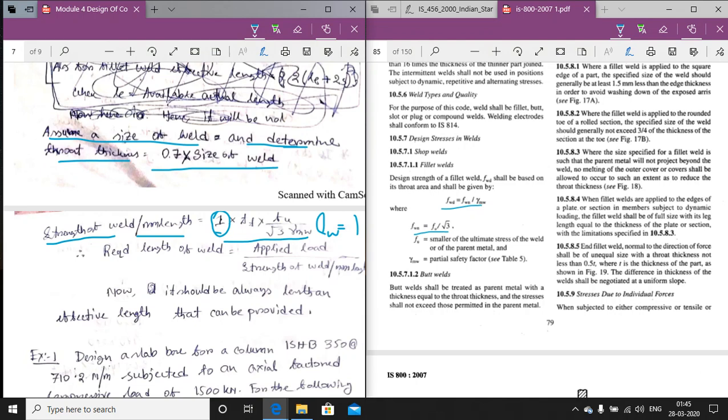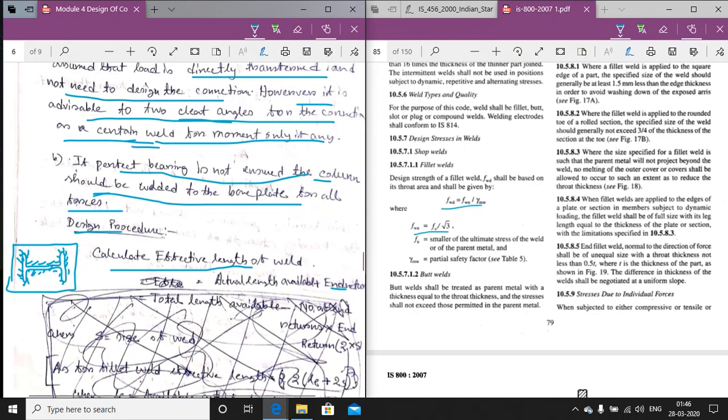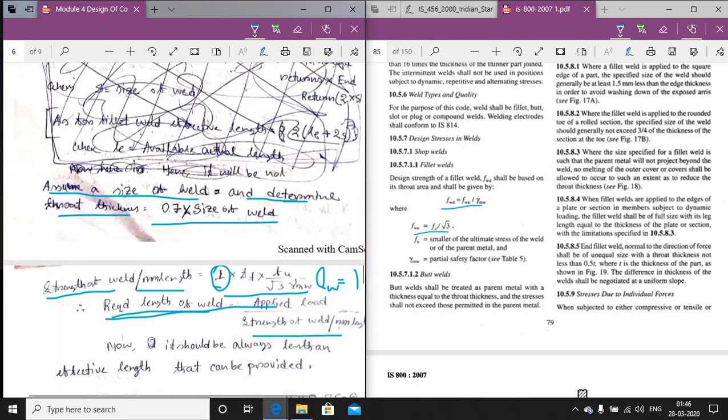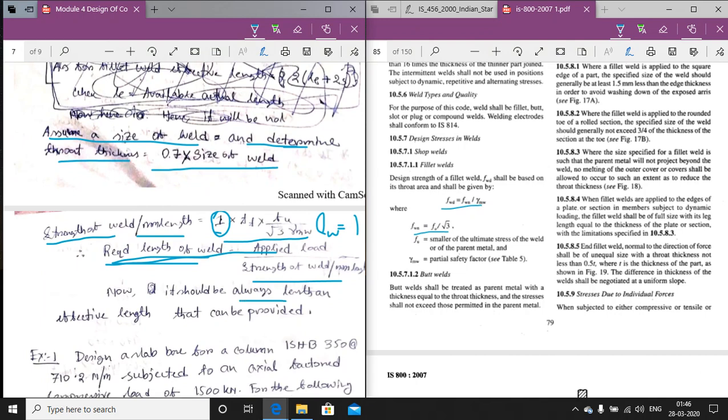So the required length of the weld will be the applied load divided by the strength of the weld that we have calculated. For the design of the connection to be sufficient, that required length of the weld should not be more than the actual length that can be provided. So the required length of the weld should always be less than the effective length that can be provided. This is the design of the welded connection.